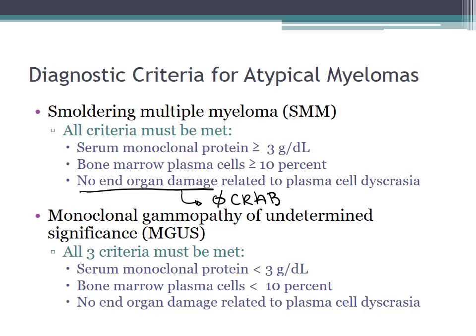In the case of monoclonal gammopathy of undetermined significance, they will have serum monoclonal proteins, but they're less than the required 3 grams per deciliter. They do have plasma cells in their bone marrow, but they're less than the 10% that is required, and again, they do not have those end organ damage issues.